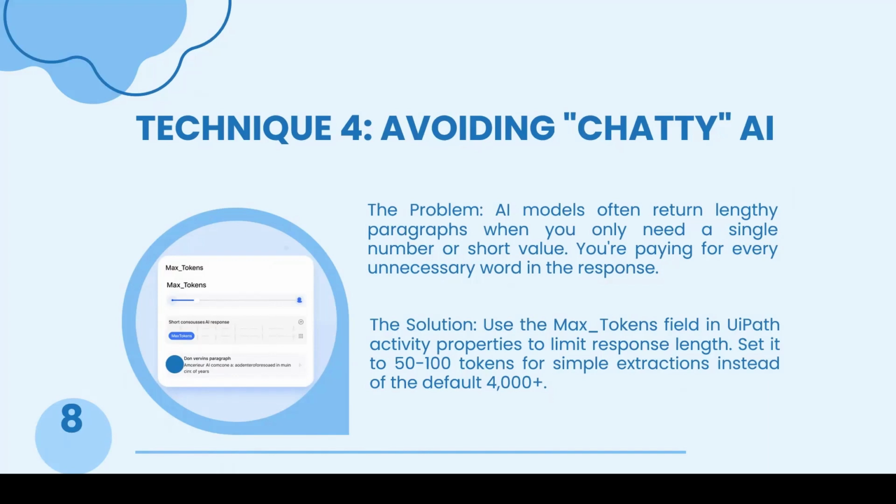When I say chatty AI, it's nothing but it replies back to you with a lengthy paragraph. You need only a single number, but it gives you an entire paragraph. So what's happening here is that you're paying for everything which is not necessary for you at all, right? That's where a field is available in UiPath called max tokens.